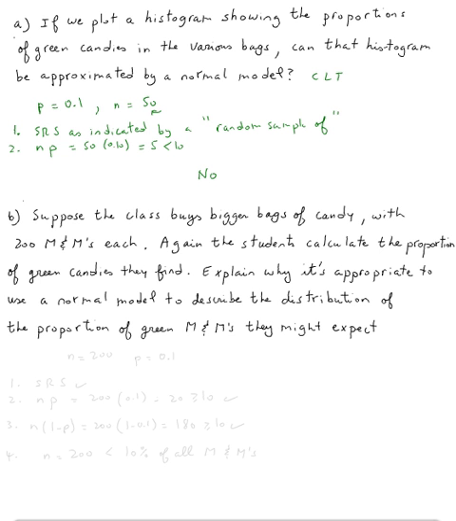Now let's read number B. B says, suppose the class buys bigger bags of candy with 200 M&Ms. So now our N is equal to 200. But remember, again, the students calculate the proportion of green candies they find. So basically, we still have the same p, 0.1. Explain why it's appropriate to use a normal model to describe the distribution of the proportion of green M&Ms they might expect.